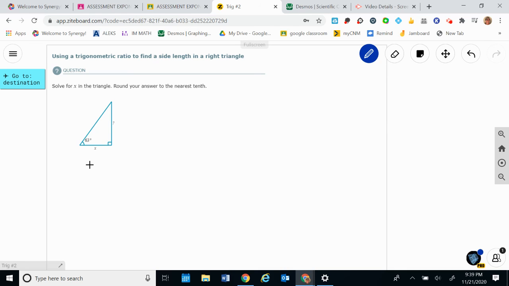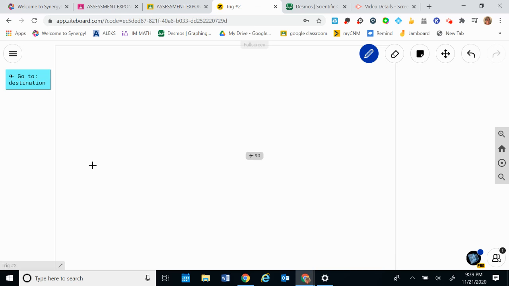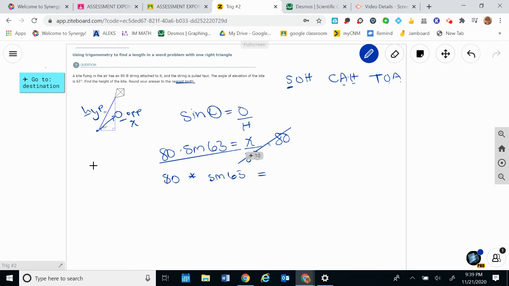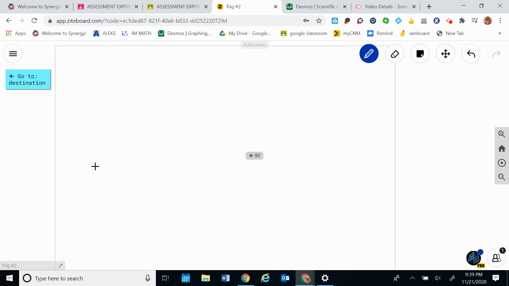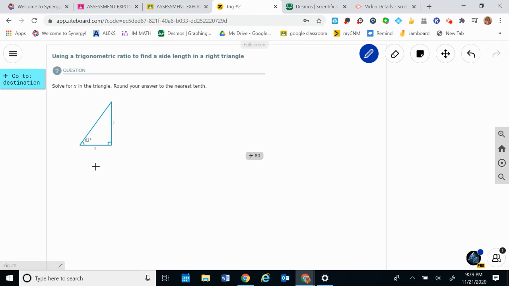Now, wait, didn't I already do this problem? Opposite over adjacent. I think I accidentally put this in here. I think you're fine. So this would be tangent. Tangent of 63 is equal to 7 over x. Yeah? All right. I think that's good for this one.